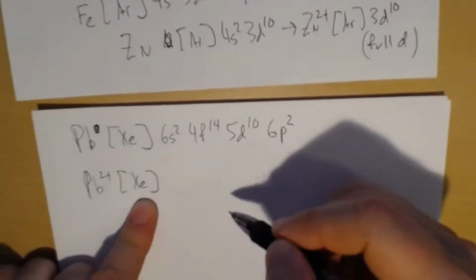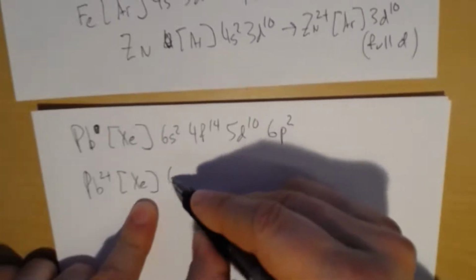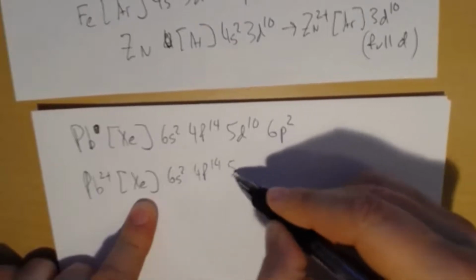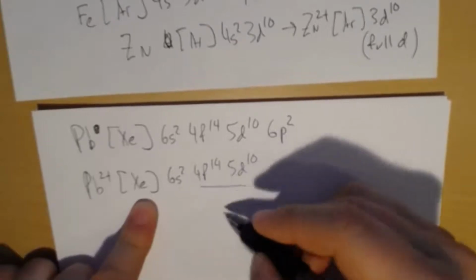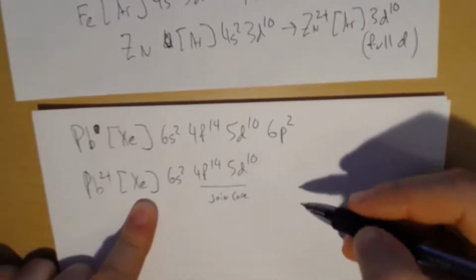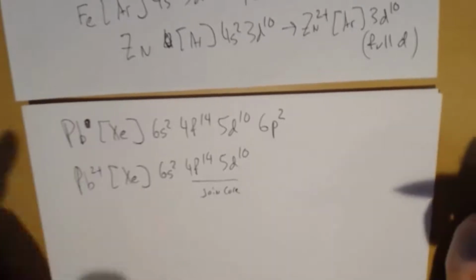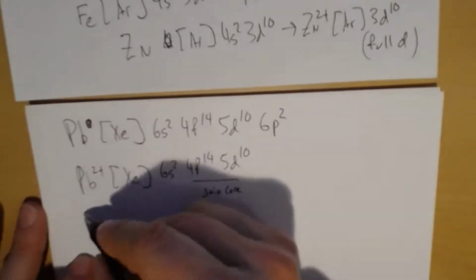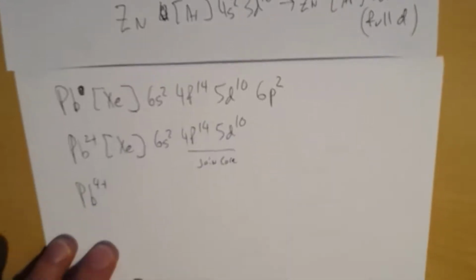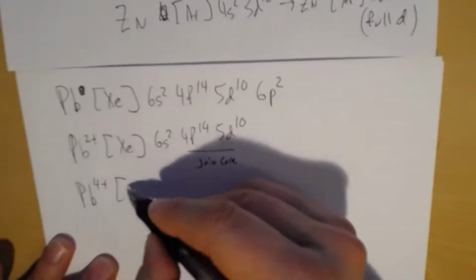I'd get rid of the 6p2. So I'd have 6s2 4f14 5d10. Basically, these ones join the core, so that's it. And then lead 4+ would actually be more stable. That would be the best case scenario.